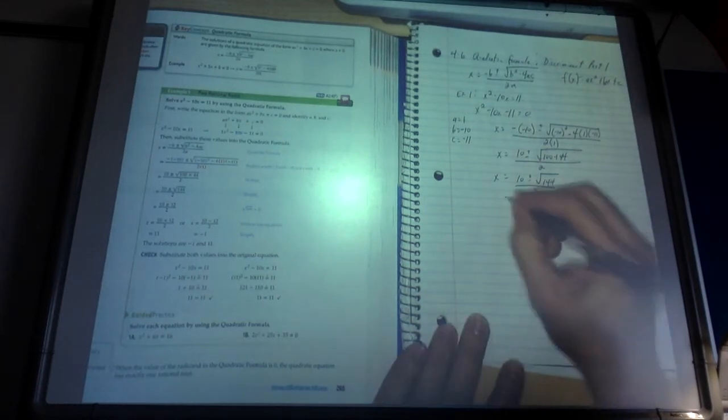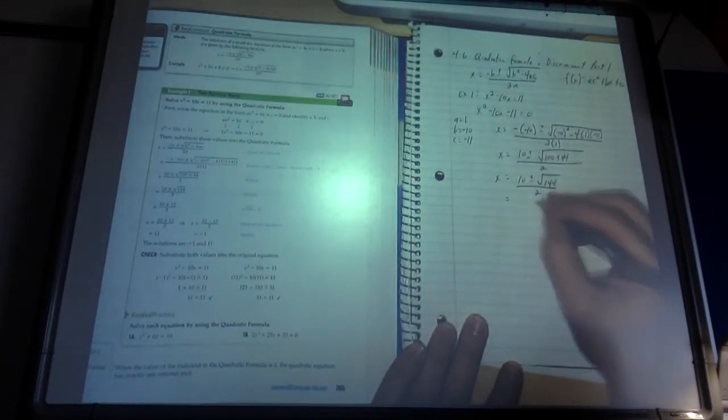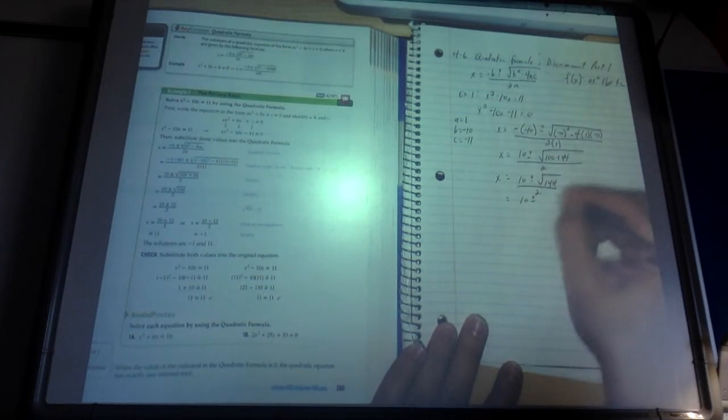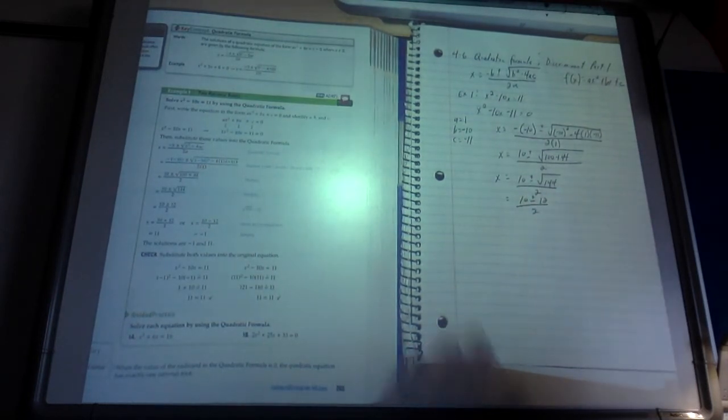All right, we're going to keep going. And you don't have to write x equals every time. I mean, you can. I'm just coming down. So I have 10 plus or minus the square root of 144 is 12, then divided by 2. That cleaned up nice. That was a perfect square.